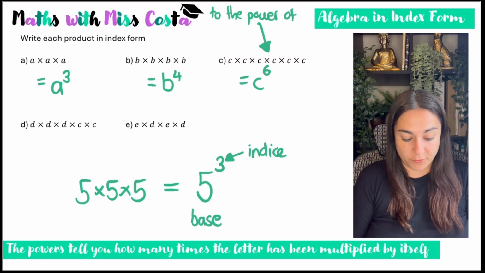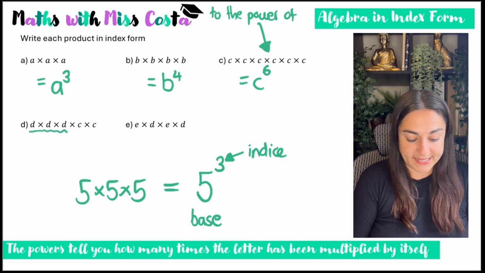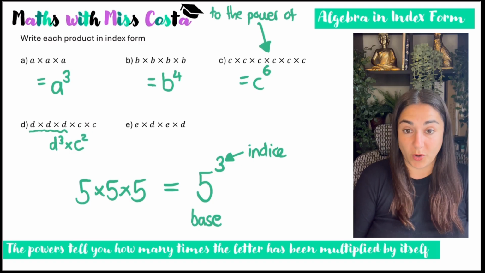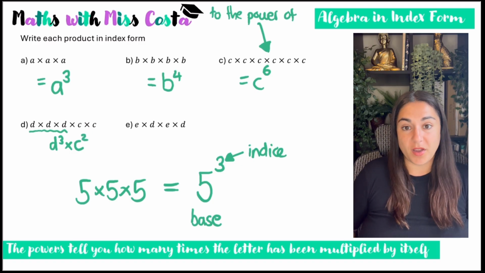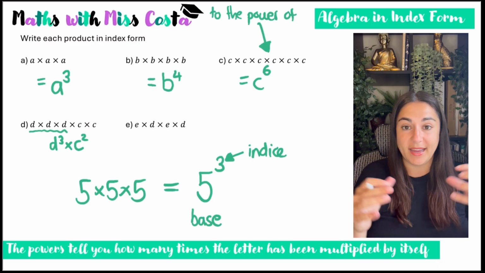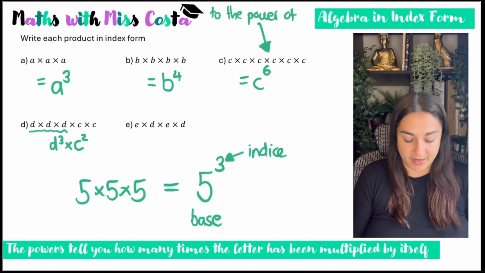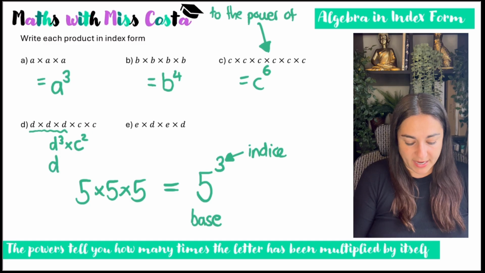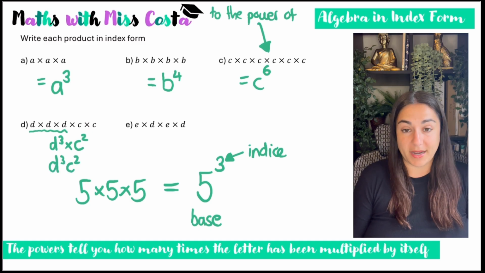Now over here, I've got 2 lots of things. So I've got D being multiplied by itself 3 times, and then it's being multiplied by C, which is multiplied by itself twice. Now in algebra, I can write a number and a letter next to each other, or a letter and a letter next to each other, and it's implied that they're being multiplied. So the way this would simplify is D cubed C squared. You can write it alphabetically, but it doesn't really matter the order too much as long as you've simplified it.